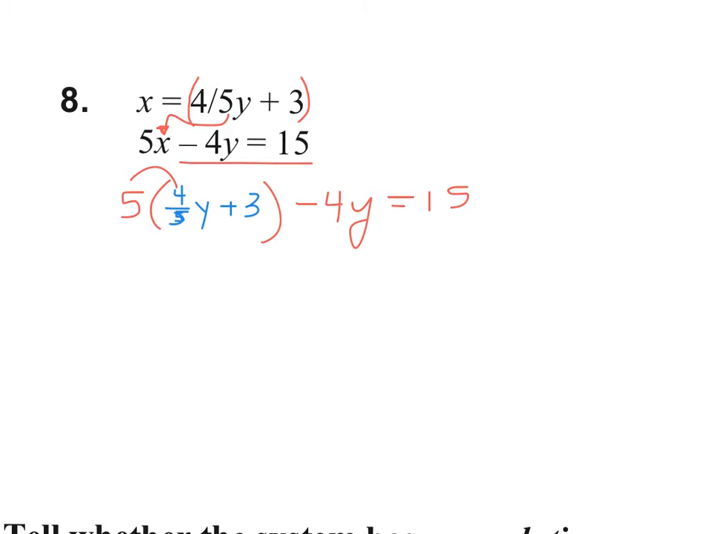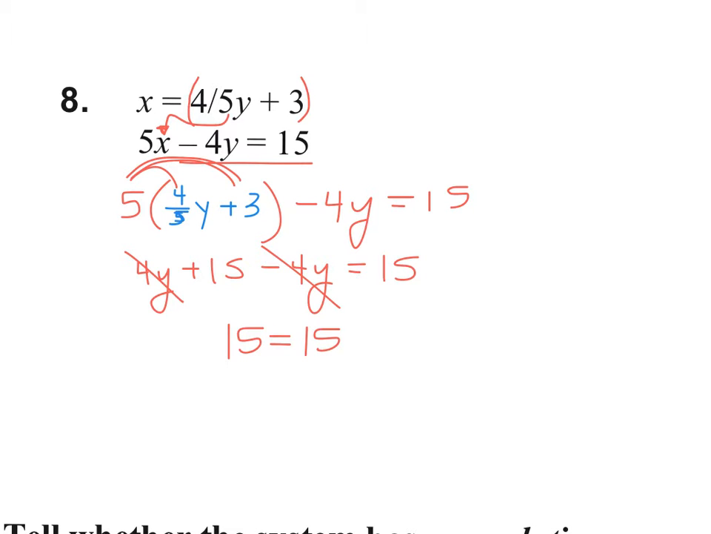Okay, now when you distribute this, 5 times 4/5, the 5 and the 5 simplify to 1. So this is just going to be 4y, and then distribute the 5 to the 3, that's 15, and then it's minus 4y equals 15. So 4y minus 4y is 0, and you're left with 15 equals 15. And if you recall, when it is a true statement like that with no variables, your answer is infinitely many solutions.